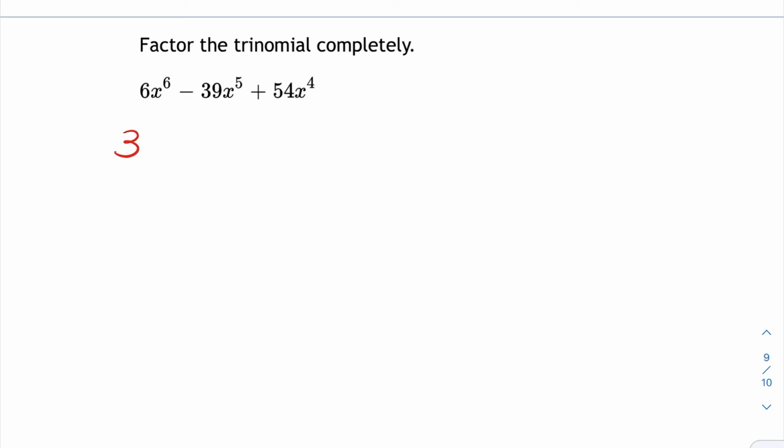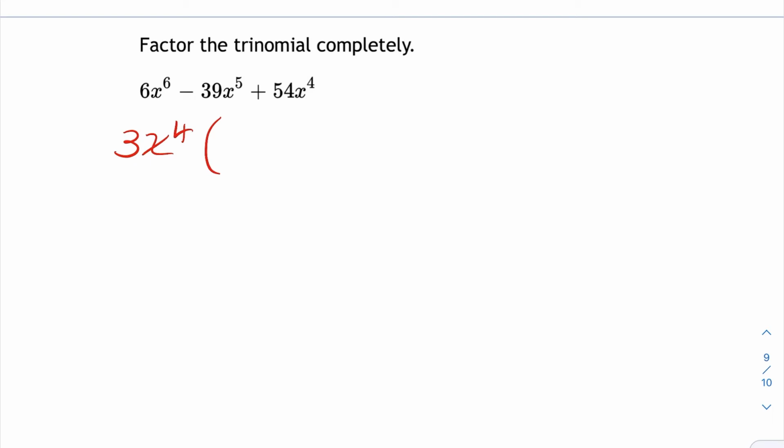And since they all have a common factor of x, I'm going to take the smallest power of that variable, and the smallest power of that variable I see is x to the 4th. Then I'm going to divide each of those three terms by 3x to the 4th to get the trinomial factor.